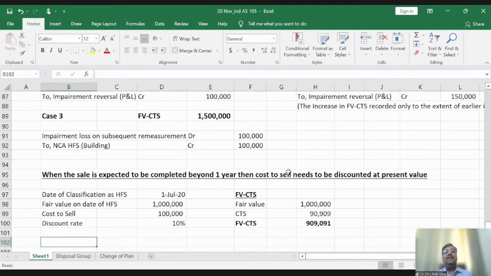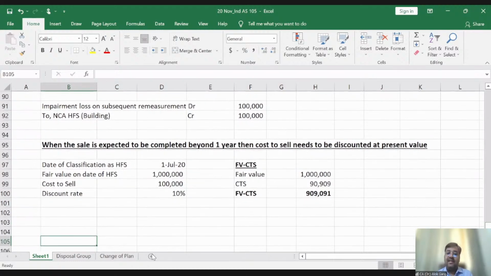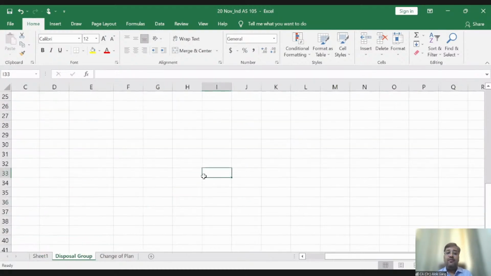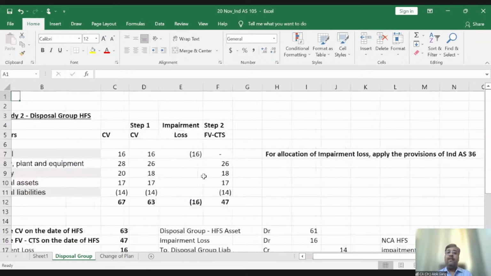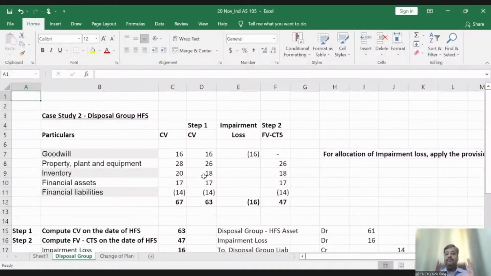So this cost to sell needs to be discounted at present value, right? This is what we have discussed in the last class. And we have also discussed the concept of disposal group. As far as disposal group is concerned, we need to calculate the carrying value of items in the disposal group, and the carrying value needs to be calculated as per the respective standard, right?